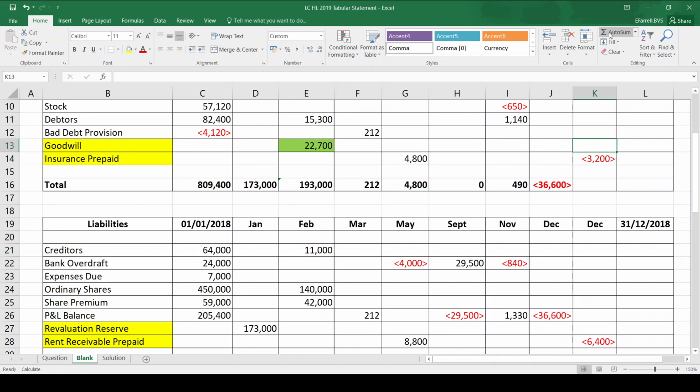And then the last figure will be the profit and loss balance, because we're after recognizing profit from the rent income of 6,400. We're after paying insurance expense of 3,200. So the profit and loss balance will be the difference between 6,400 and 3,200, which is 3,200. And again, that's going to be a plus figure because we got more income from the rent than the expense that we paid for the insurance. So I just need to total these for December.